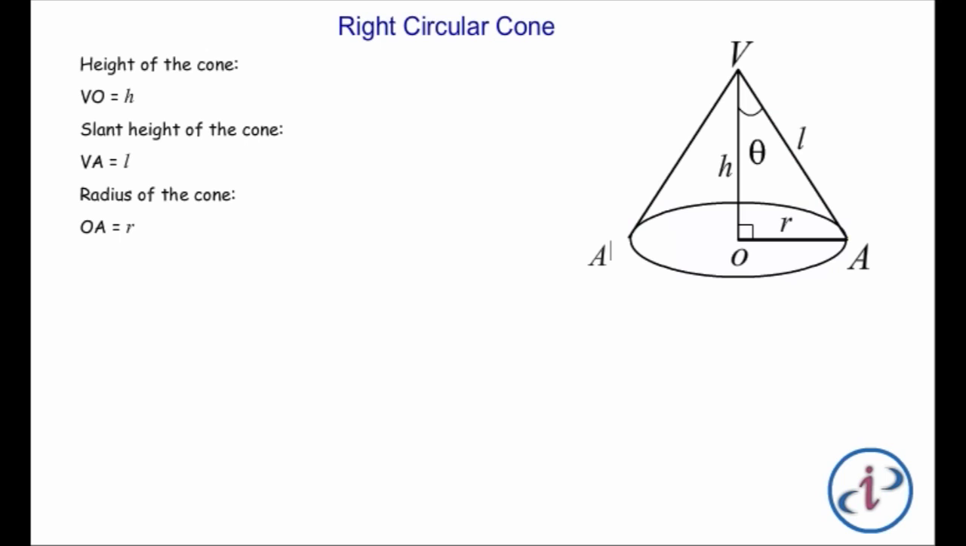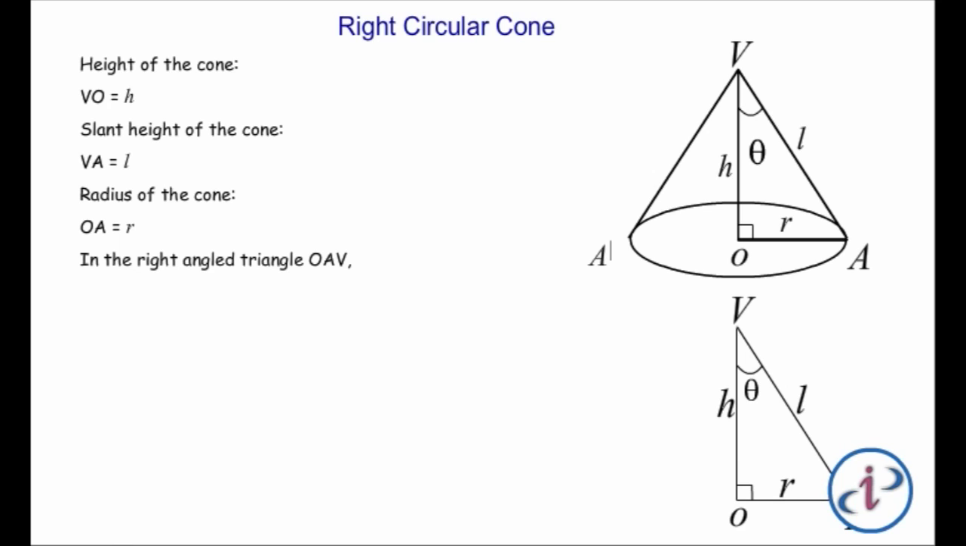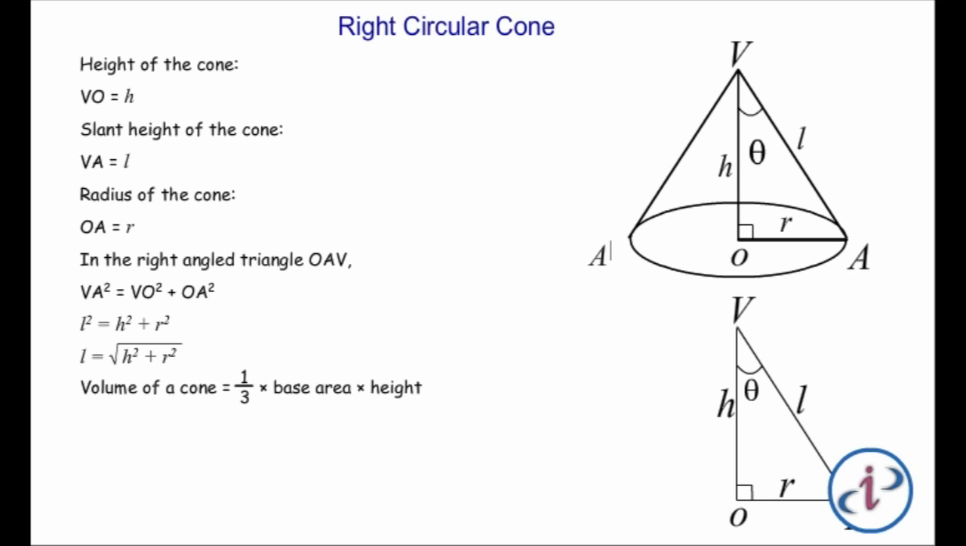In the right angle triangle OAV, by Pythagoras theorem, VA squared is equal to VO squared plus OA squared. That is, l squared is equal to h squared plus r squared. Slant height l is equal to square root of h squared plus r squared. Volume of a cone is equal to 1 by 3 times base area times height. That is equal to 1 by 3 times pi r squared times h. Volume of a cone is equal to 1 by 3 pi r squared h cubic units.